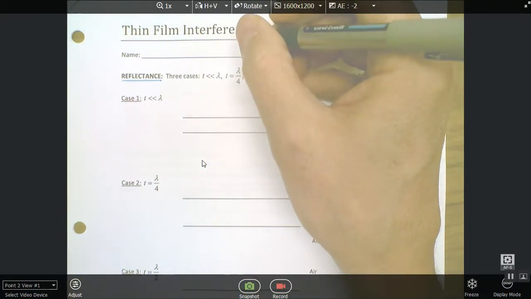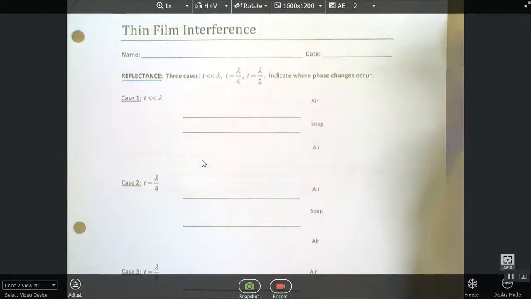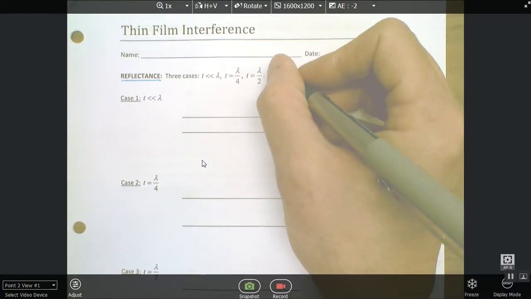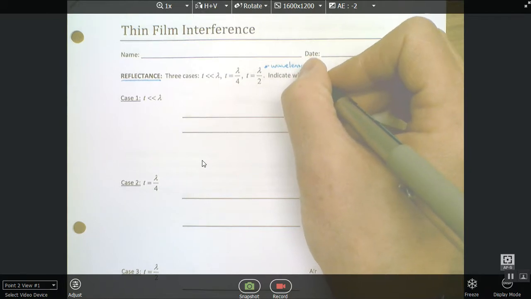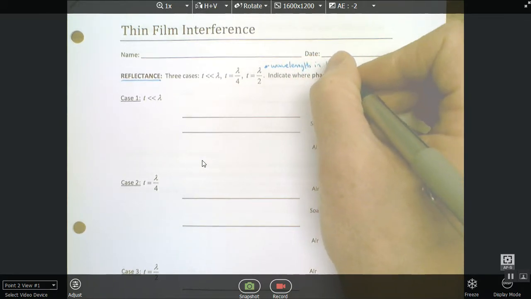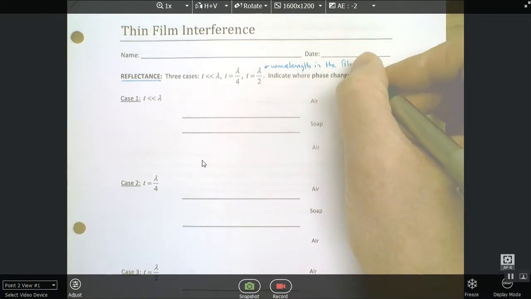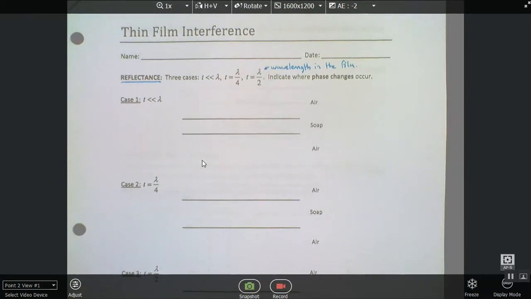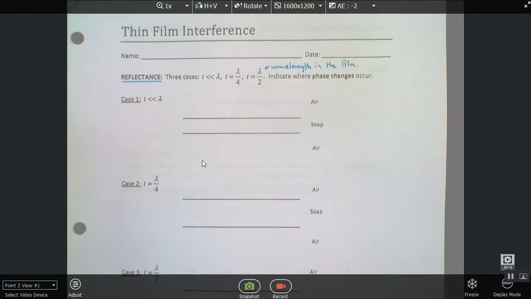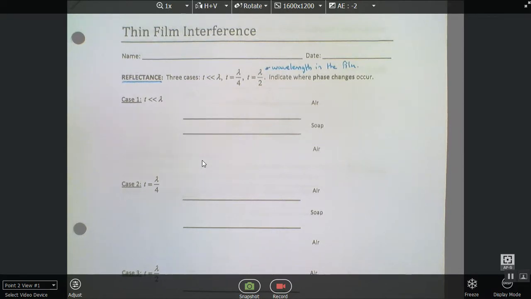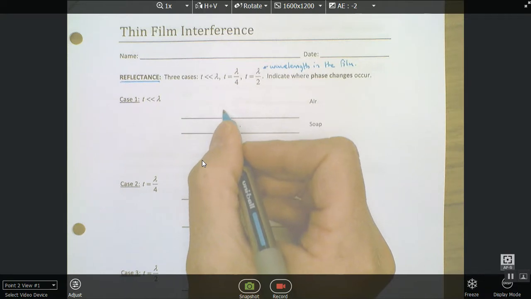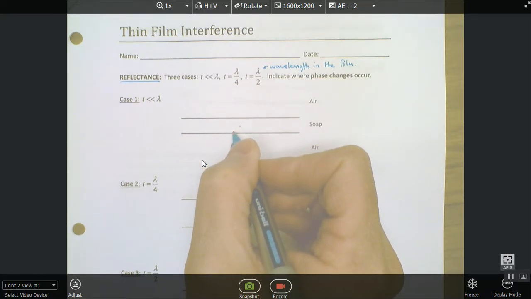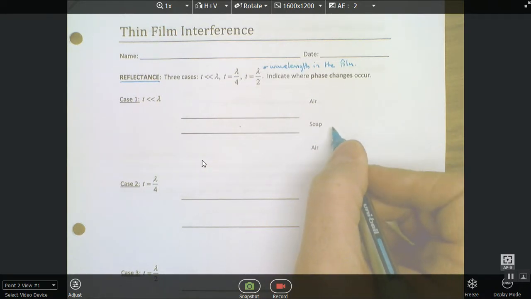Now, what we have to realize is that this lambda that you see here is the wavelength in the film, and we'll talk about that later. It's not the wavelength of the light that's shining in. When light goes into the material, remember if you're going from air into soap, for instance, the speed will slow down but the frequency stays the same, so the wavelength will get smaller. It will get smaller by the index of refraction of the soap, right?